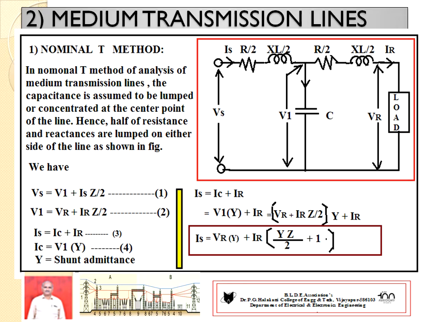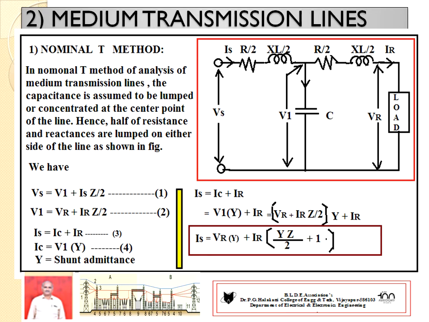R is the resistance of the transmission line per phase. XL, inductive reactance of the line per phase. V1, voltage across the capacitance. C is the capacitance value. Current is missing: IC is the current flowing through the capacitance. Similarly, Vs is the sending end voltage per phase. Is is the sending end current.